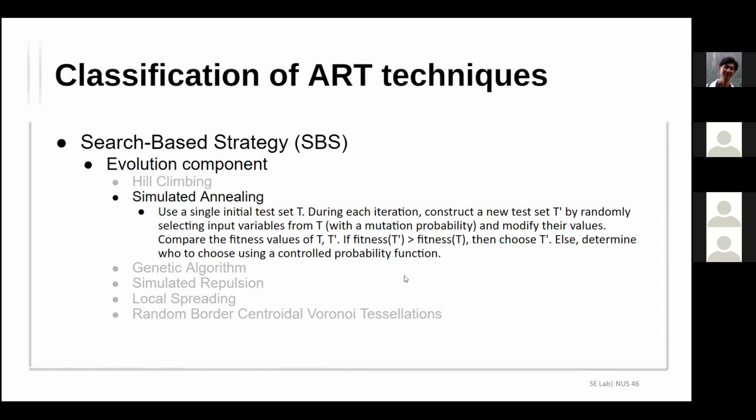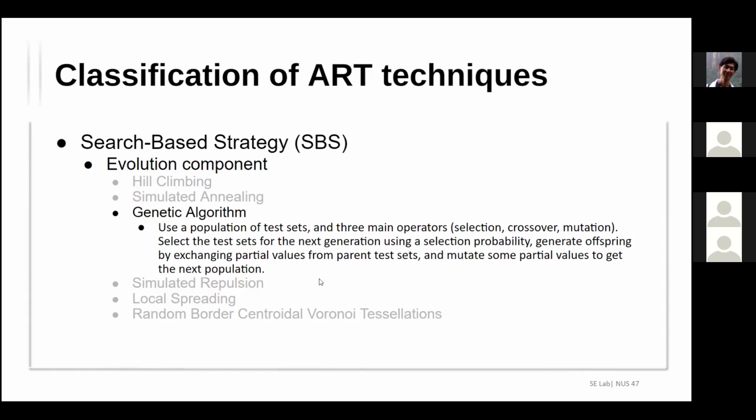Overall, my comment is here. If anyone is not familiar, admittedly, I'm not familiar with the random border centroid Voronoi tessellations. I don't know about the last one, but I think for most of us, we at least need to know about hill climbing, simulated annealing, and the genetic algorithms, especially the genetic algorithms. This is very, very important in search algorithms. If some of you are not familiar with search algorithms, I suggest you learn this and equip yourself with this kind of knowledge.